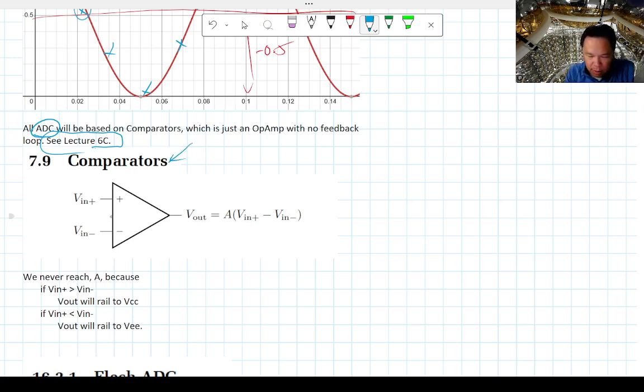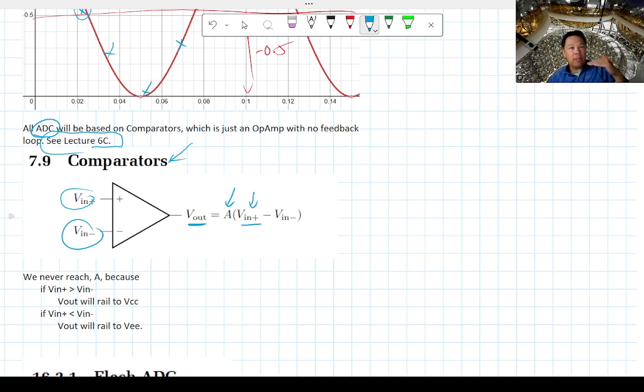But a comparator basically is an op amp where you remove the feedback loop, so you don't get feedback. The output of this op amp is going to be this open loop gain, this A. Don't worry about what that number is, but this is proportional to V plus minus V minus, the two inputs on this side. So whenever V in plus is bigger than V in minus, you're going to get a huge amplification.